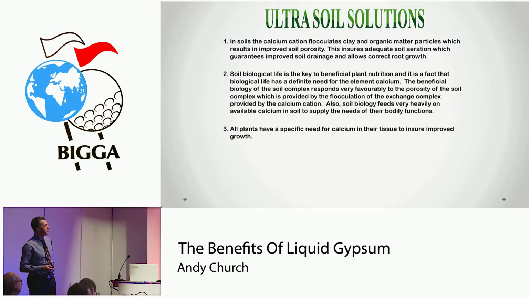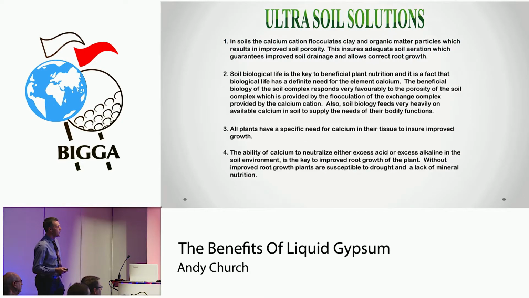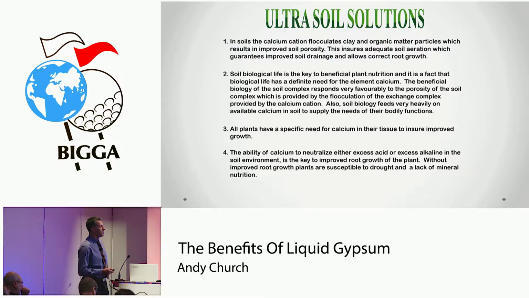All plants have a specific need for calcium in their tissue to ensure improved growth. The ability of calcium to neutralise either excess acid or excess alkaline in the soil environment is the key to improved root growth of the plant. Without improved root growth, plants are susceptible to drought and a lack of mineral nutrition.